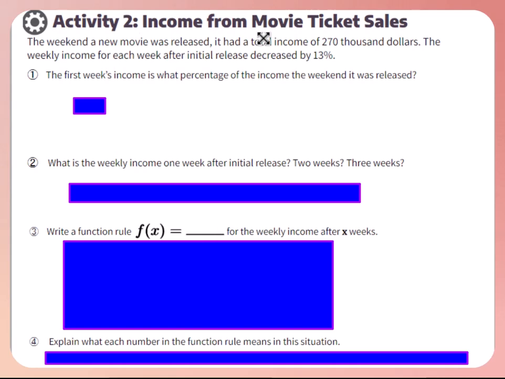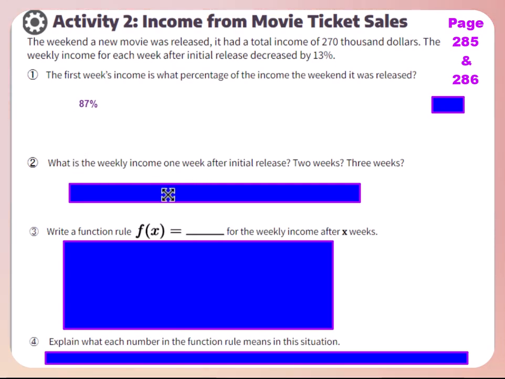Activity 2, income from movie ticket sales. The weekend a new movie was released, it had a total income of $270,000. The weekly income for each week after initial release decreased by 13%. So this time we're going to subtract the 0.13 from 1 because it's showing a decrease. You subtract that from 1, you have what's left over. That's going to be 87%. 100% minus 13 is 87%. You can write that as 0.87. That's what's remaining.